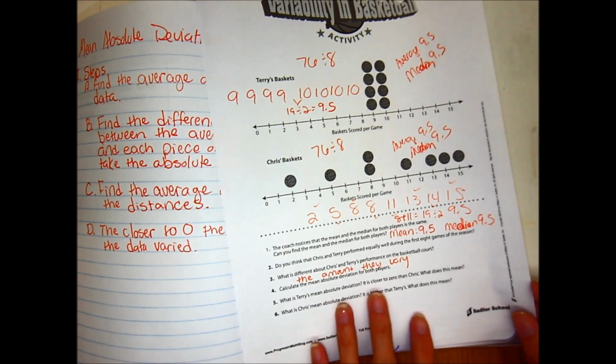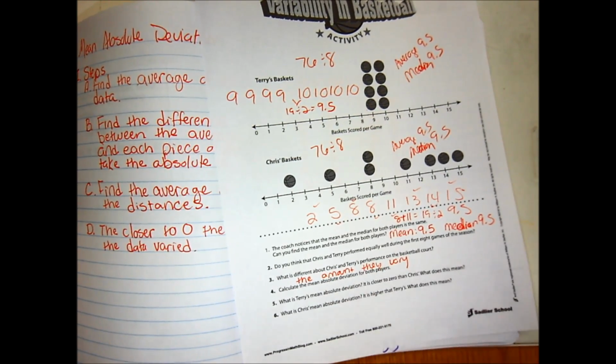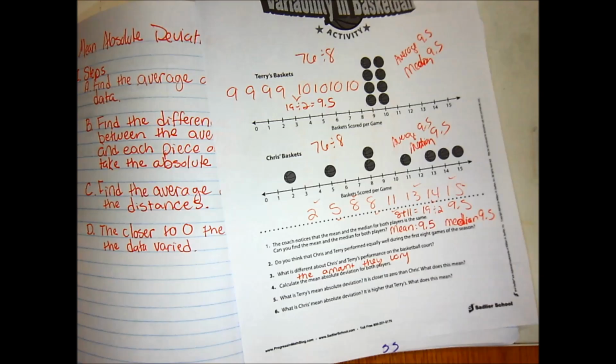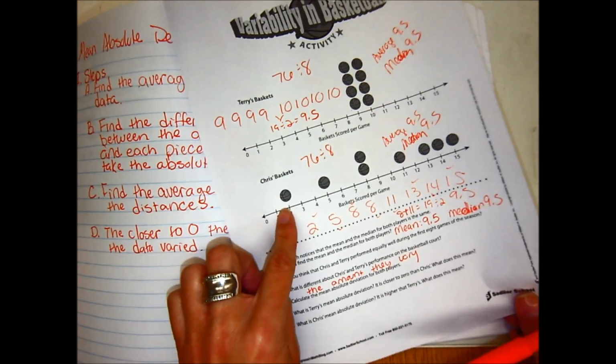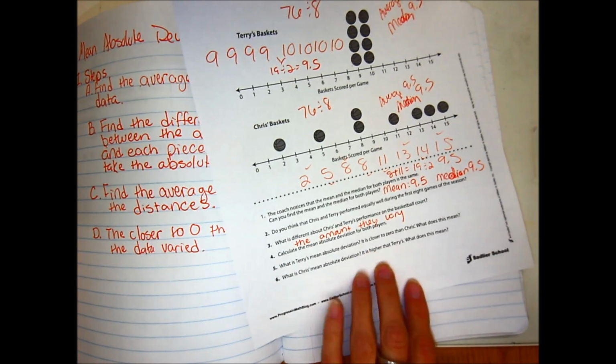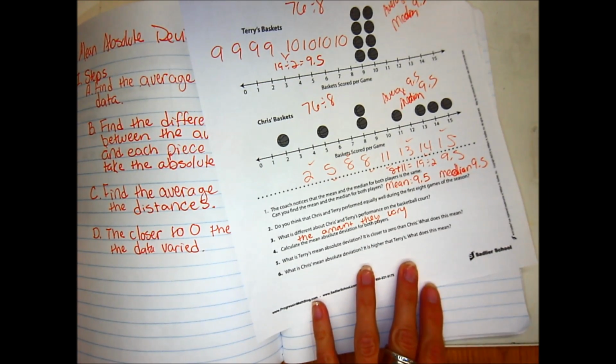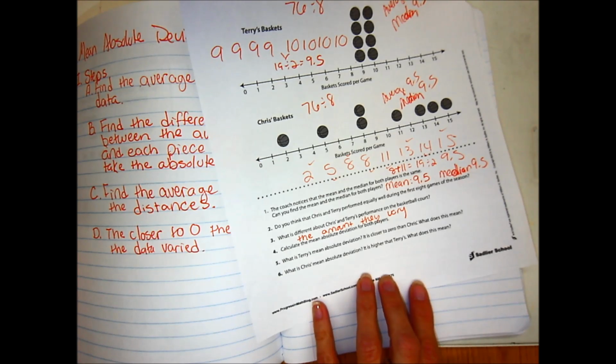Terry seems to be very consistent. He almost every single game scored at least 9, but he didn't get higher than 10. Where Chris was a little bit more all over the place. Some days it seemed like he had really great games where he scored 15 baskets. Other games he only scored 2. So Chris had much more variety in the baskets that he shot than Terry.